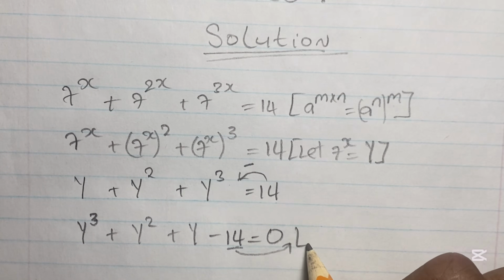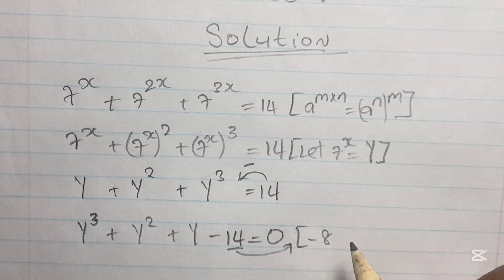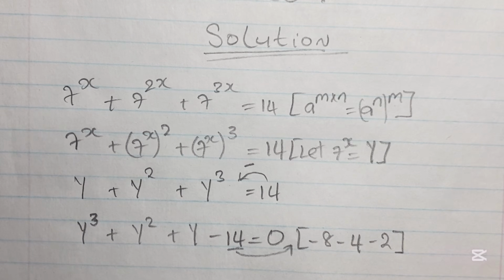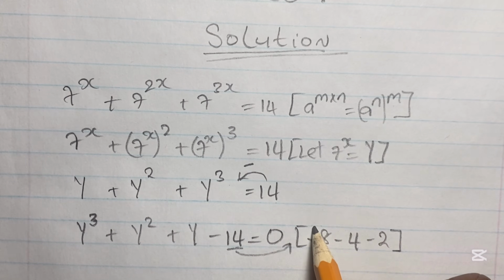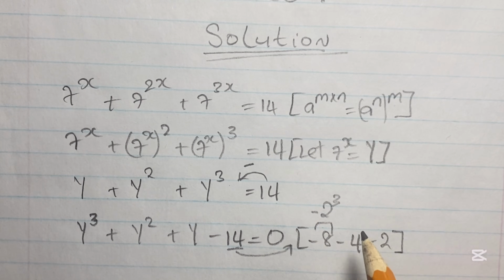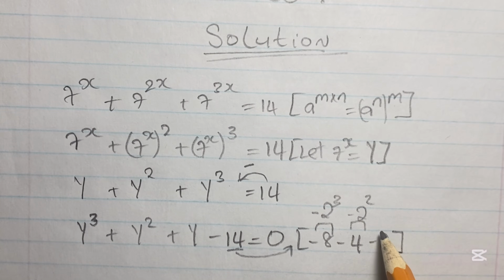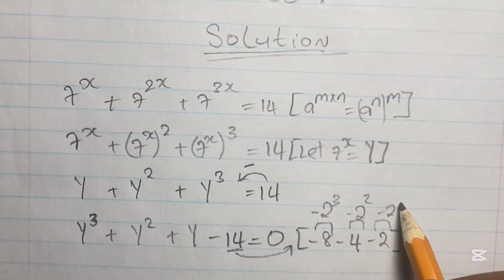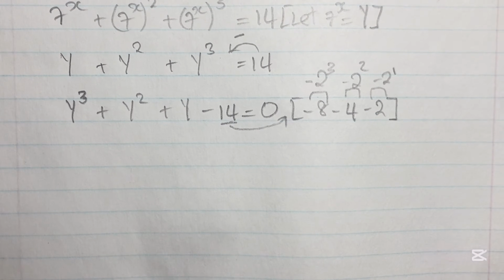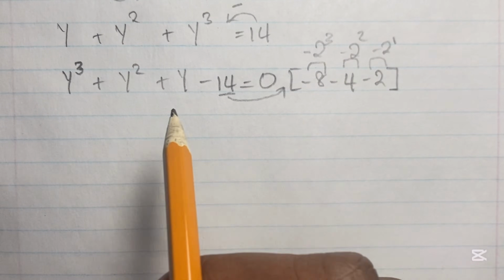Now we can simplify our equation by taking this negative 14, which can be written as negative 8 minus 4 minus 2. Subtracting these numbers gives us negative 14, where negative 8 is a cubic number, minus 2 to the power of 3. Here we have negative 4, so we have minus 2 squared. And here we just have minus 2 to the power of 1, which is just negative 2. So we'll take these three numbers and put them into our equation.